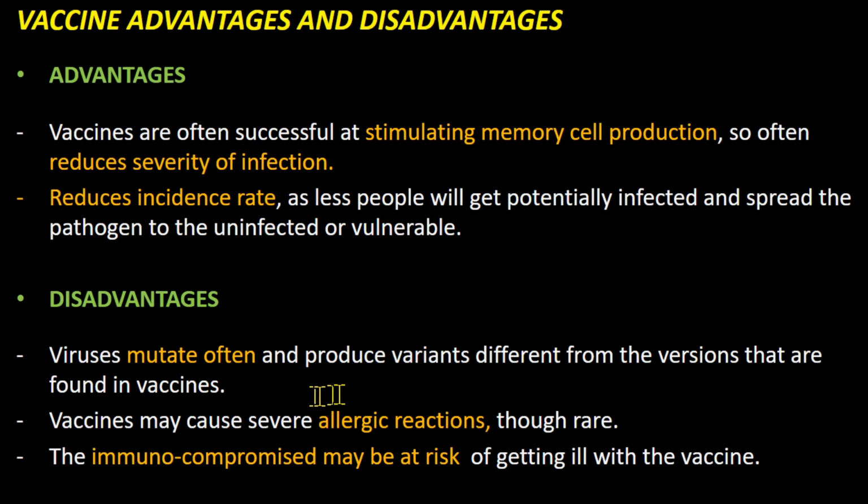Next, vaccines may cause severe allergic reactions, though these are rare. And lastly, the immunocompromised may be at risk of getting ill from the vaccine. So if you use, for example, a subunit vaccine, where you just use the antigen versions of it, you never know if this could affect someone who is very, very ill.